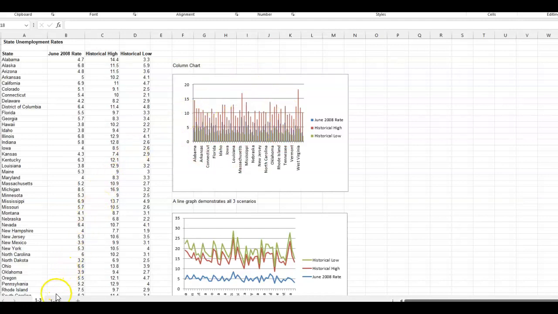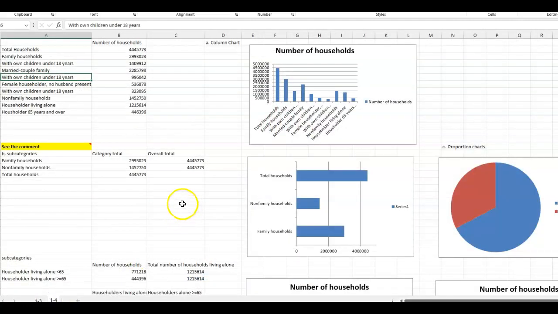Moving on to question 4, it's going to be a little bit more complicated. Question 4 gives you a chart that has number of households and then these categories. I think I actually gave you the file for that, so you'll have this. The first thing you want to do is create a column chart that just shows the data. So that's a simple column chart. It's going to look just like this.